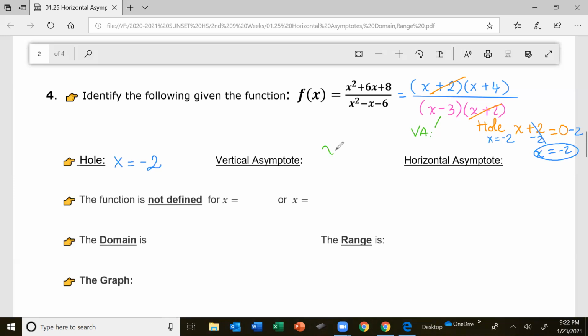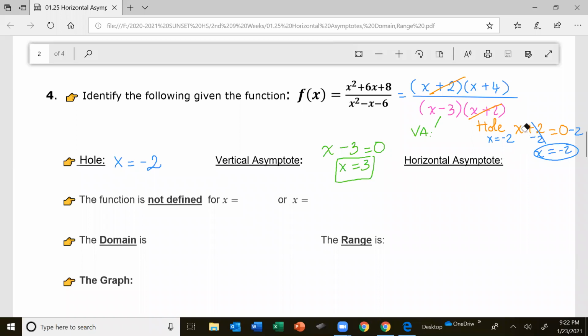Again, we are going to set it equal to 0 and solve for x. So add 3 to both sides, we have x equals positive 3. So we have the hole is x equals negative 2. The vertical asymptote is x equals 3.